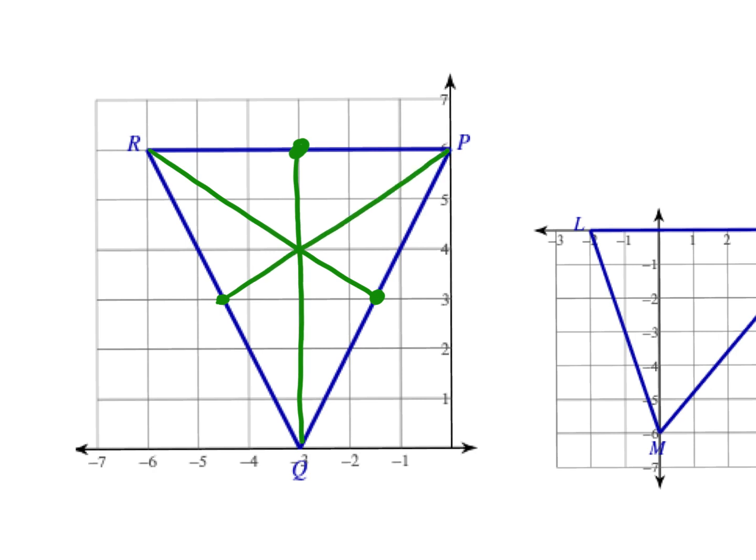So those are my three medians, and you can certainly see that this does have a point of concurrency right there in the middle. So that is called my centroid. And my centroid in this problem looks like negative 3, 4. So this is kind of on a coordinate plane, something like that.